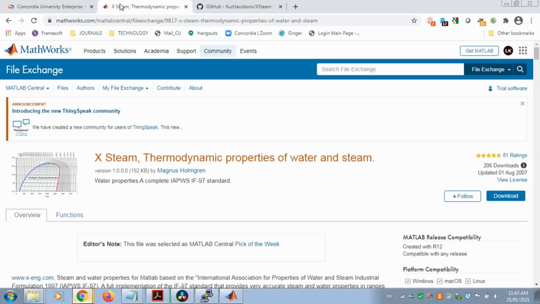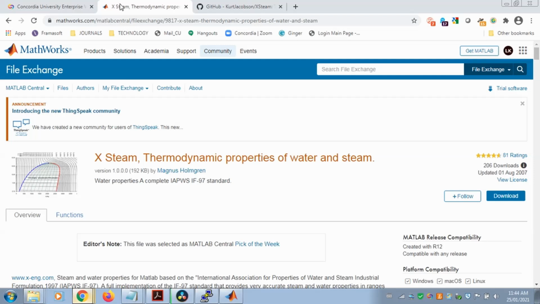Hello everyone, in this video we will be solving a simple Rankine cycle problem using a Matlab code. The first thing we will have to do is to download the Xtheme function. The Xtheme function will be used to replace, if you want, the property tables. When we're looking for, let's say, the enthalpy at specific states, we don't need a table, we just have to call the function Xtheme.